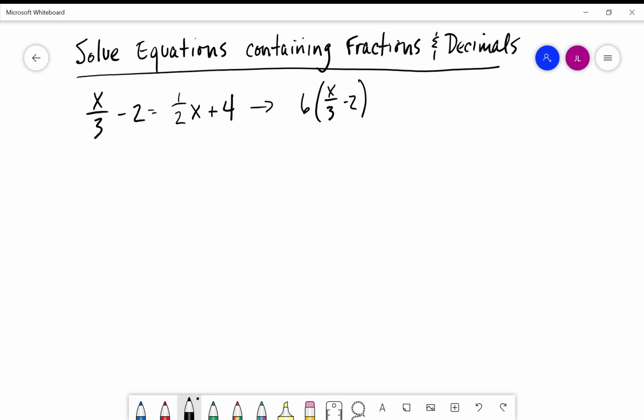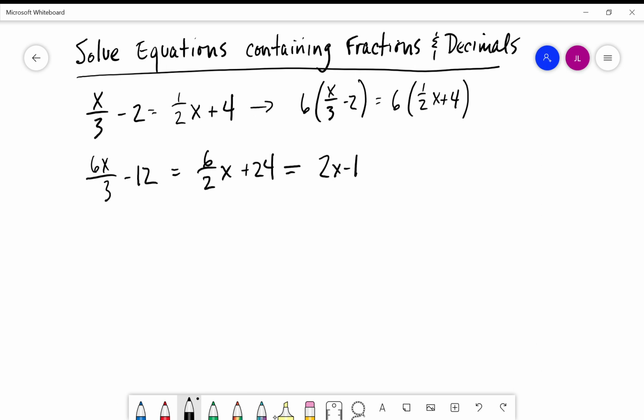So what we want to do is multiply everything by the least common denominator. So we'd have 6 times x over 3 minus 2, which is one side of the equation, is equal to 6 times 1/2 x plus 4, the other side. So now if we distribute through here, we'll get 6x over 3 minus 12 is equal to, distributing the 6 here, 6 over 2x plus 24. Now if we want to get rid of our fractions, we know 6 over 3 is 2. So this is 2x minus 12 is equal to 6 over 2 is 3, 3x plus 24.